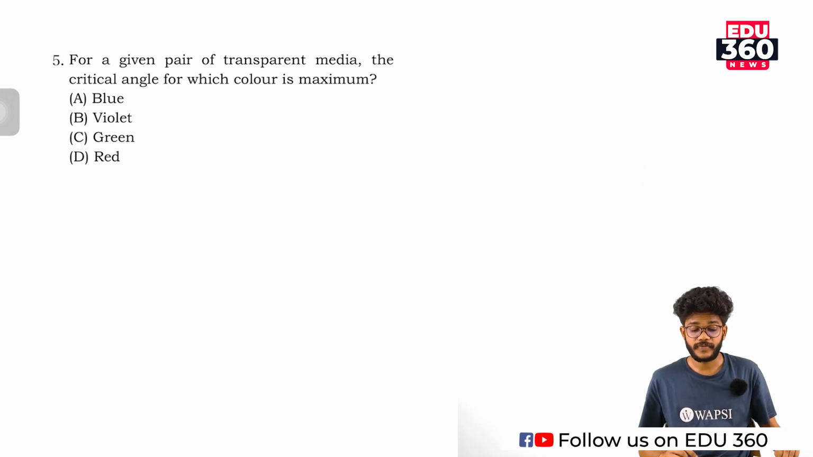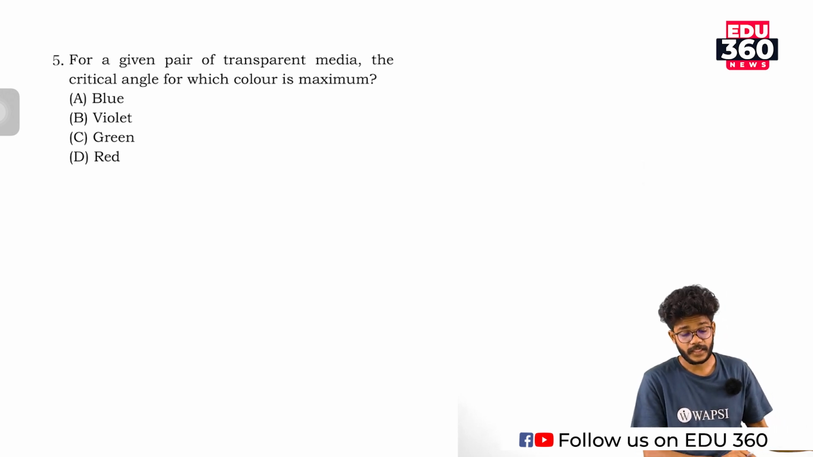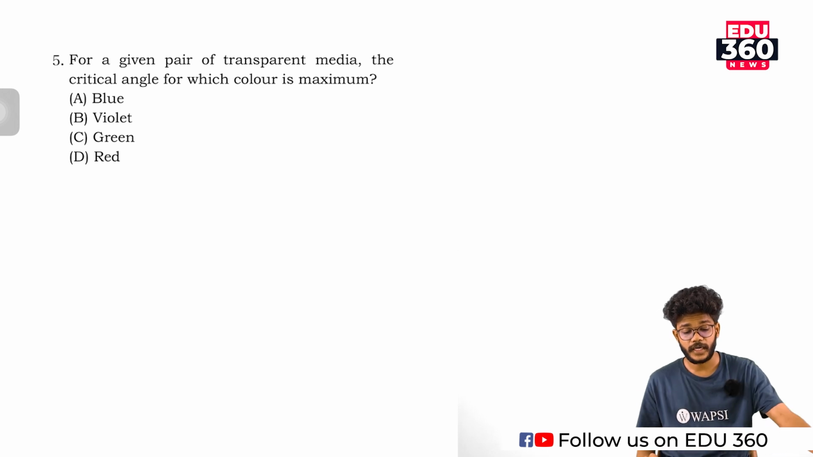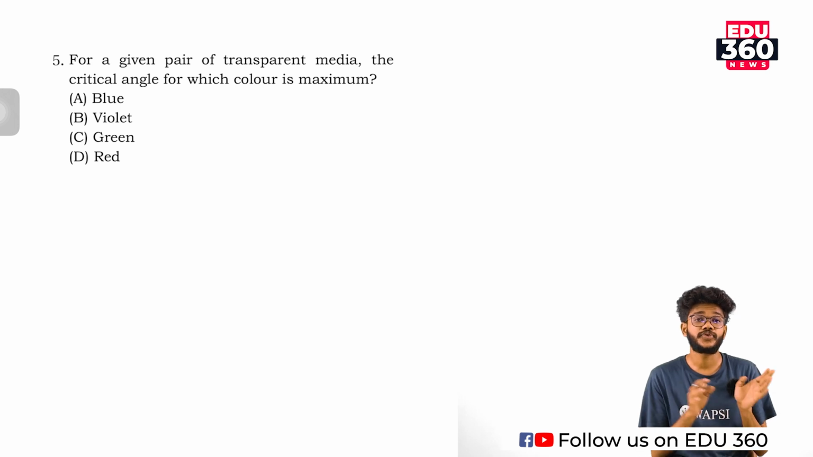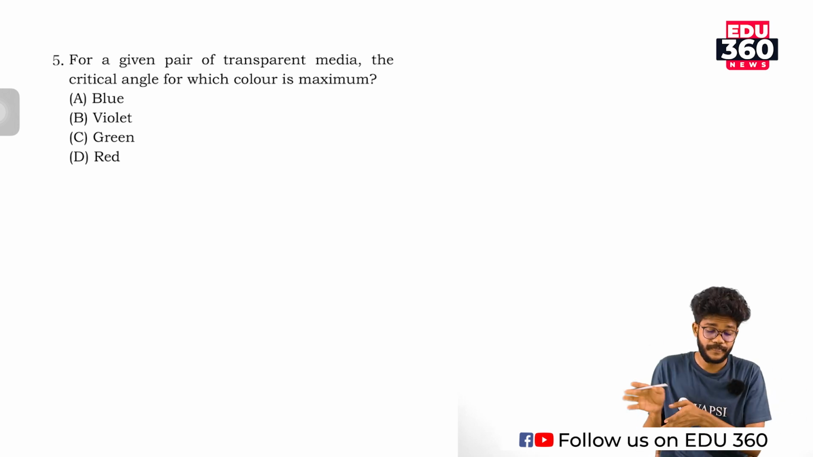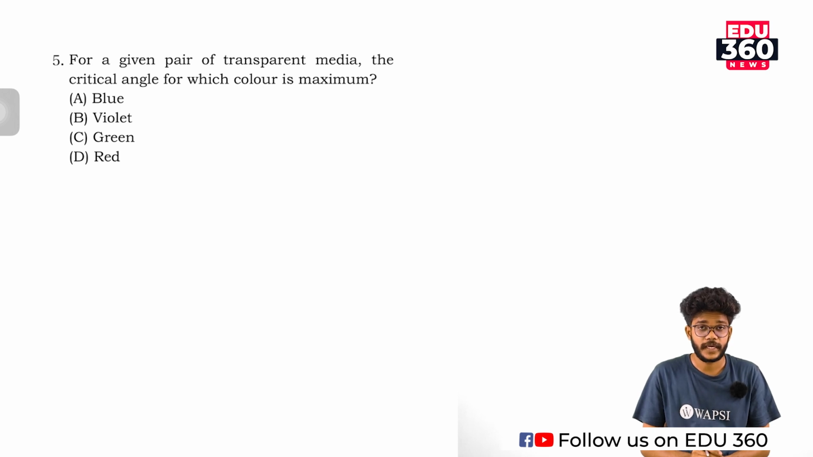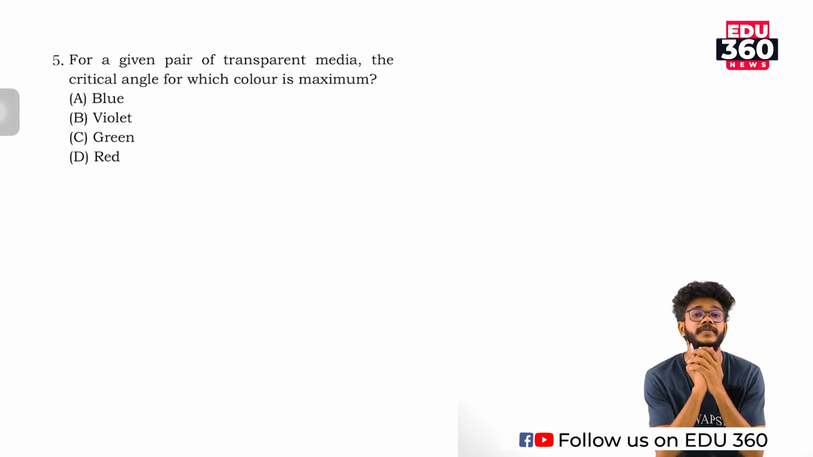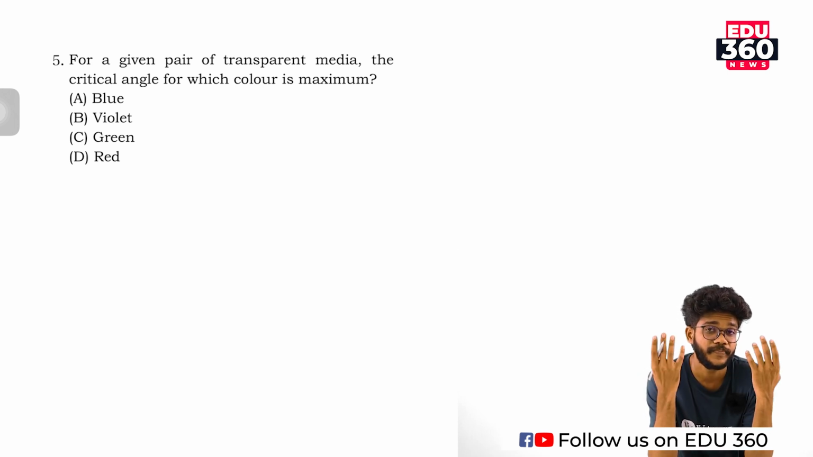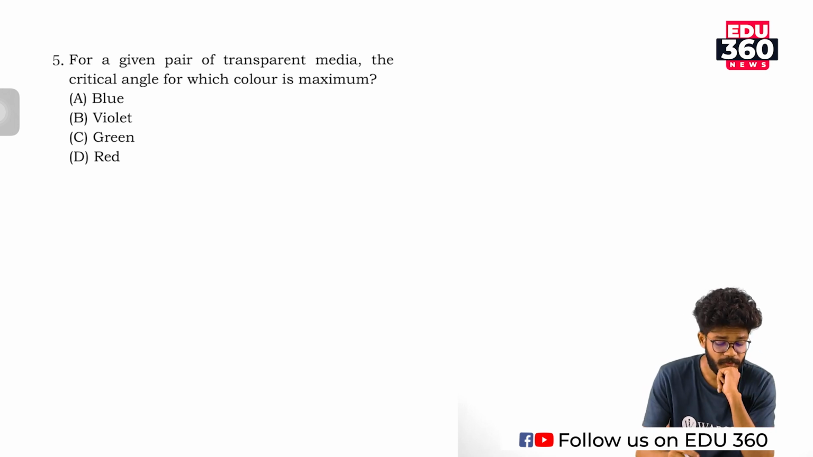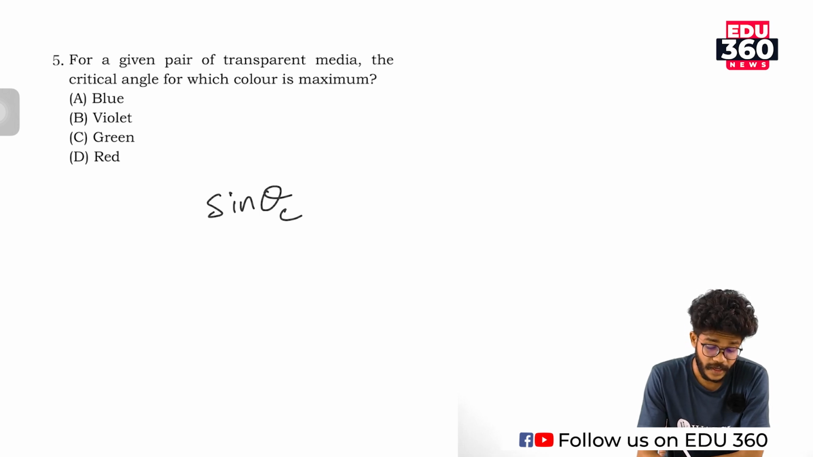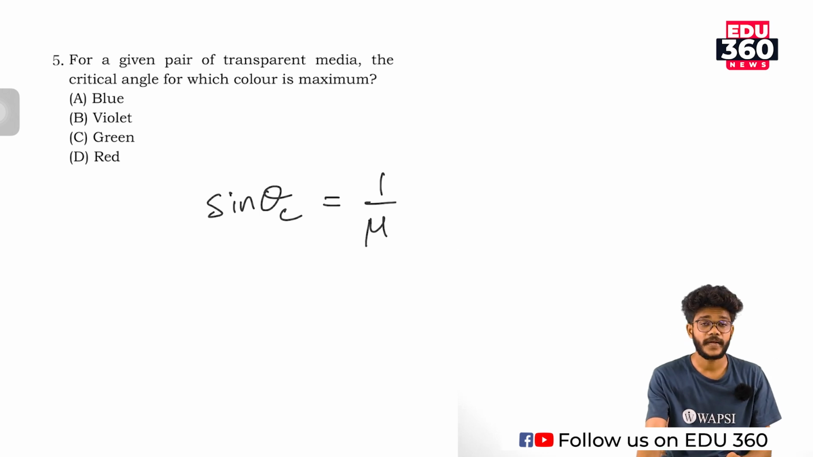For a given pair of transparent media, the critical angle is maximum for which color? So they are asking about the critical angle, and it has to be connected with the wavelength lambda. So what is the relation between critical angle theta and the wavelength? We know that sin theta C, the critical angle, is equal to 1 by mu. That means it is inversely proportional to the refractive index.